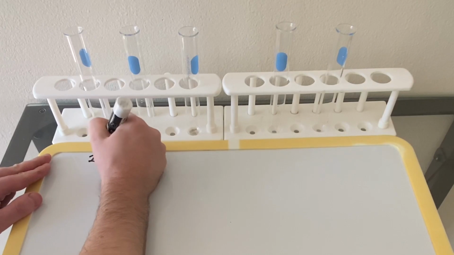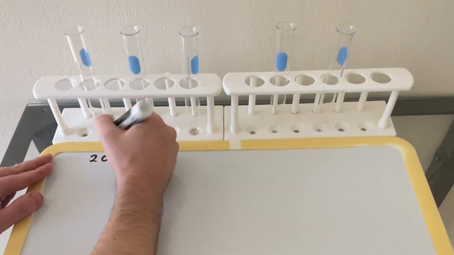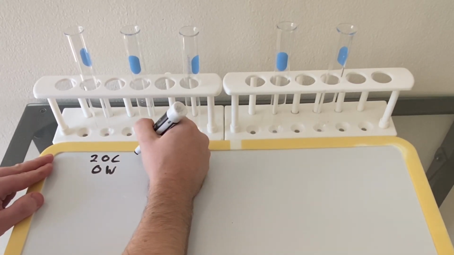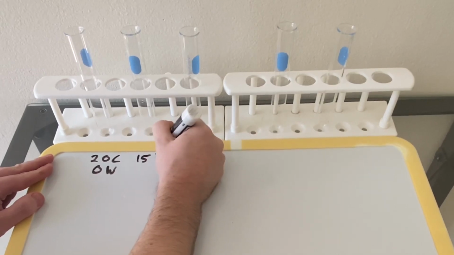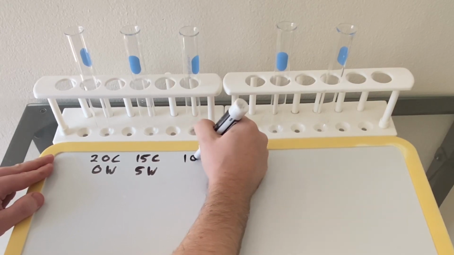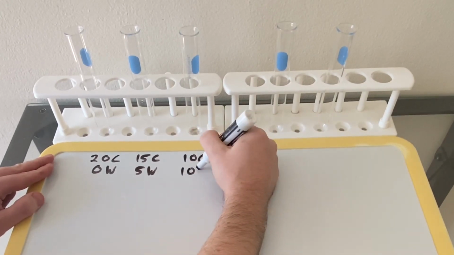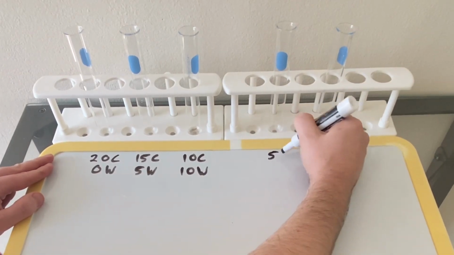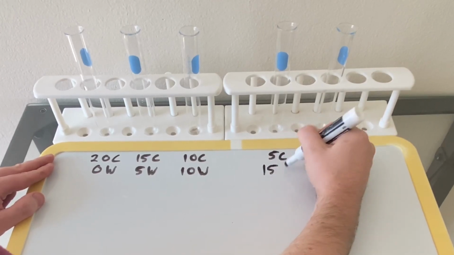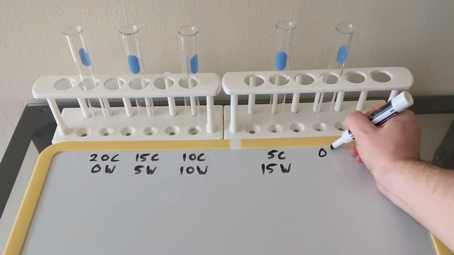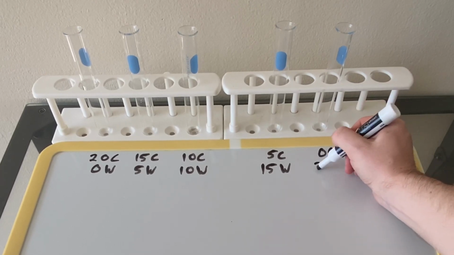So I'm going to set up 5 trials with different concentrations of vitamin C. In that first trial, I'm going to do all vitamin C, 20 drops of vitamin C, 0 drops of water. And then in the second one, I'm going to go with 15 drops of vitamin C and 5 drops of water. So 3/4 vitamin C, 1/4 water. In the third one, I'm going to do half and half, 10 drops vitamin C, 10 drops water. In the fourth one, I'm going to do 5 drops of vitamin C, 15 drops of water. That's 1/4 vitamin C. And then in the last one, I'm not going to put any vitamin C. It's just going to be all water.